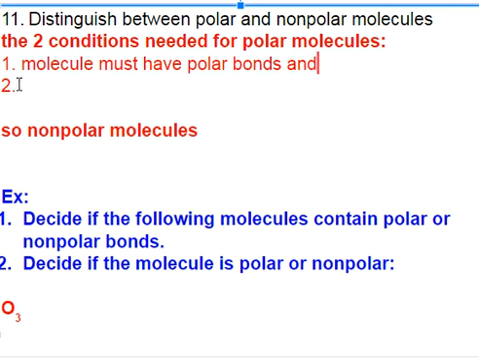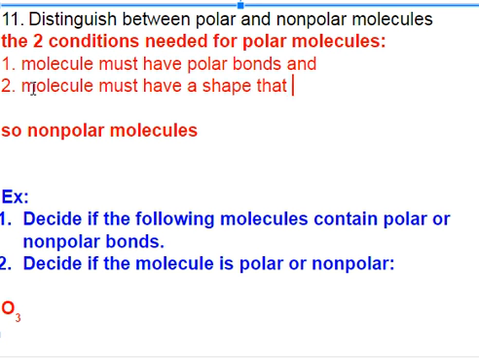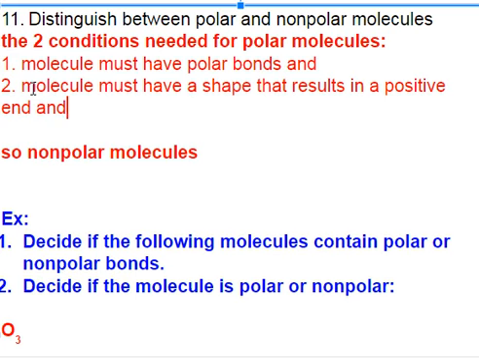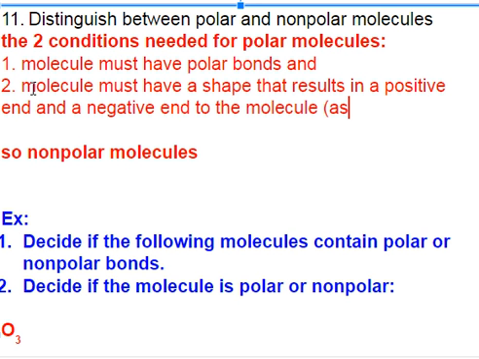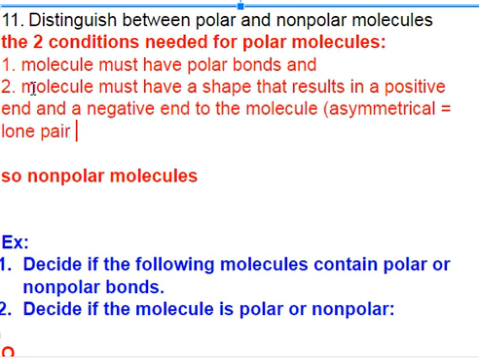And if it has polar bonds, the molecule must have a shape that results in a positive end and a negative end. So what kind of shape would that be? It would be what we call asymmetrical. What makes it asymmetrical? Lone pair on the center atom.